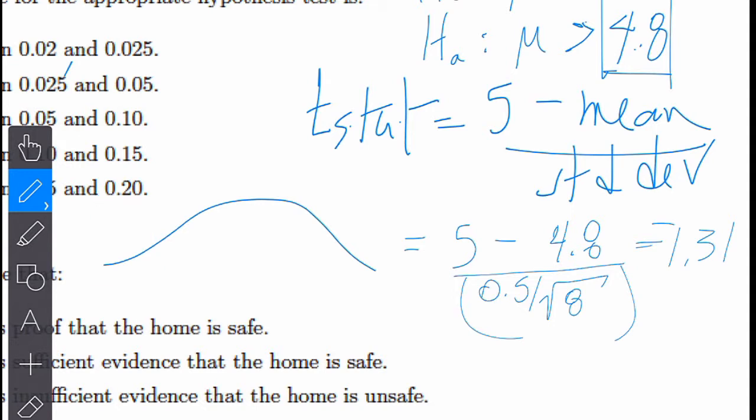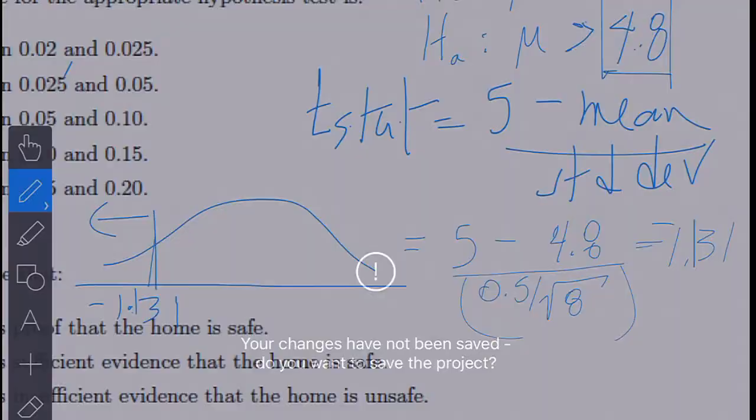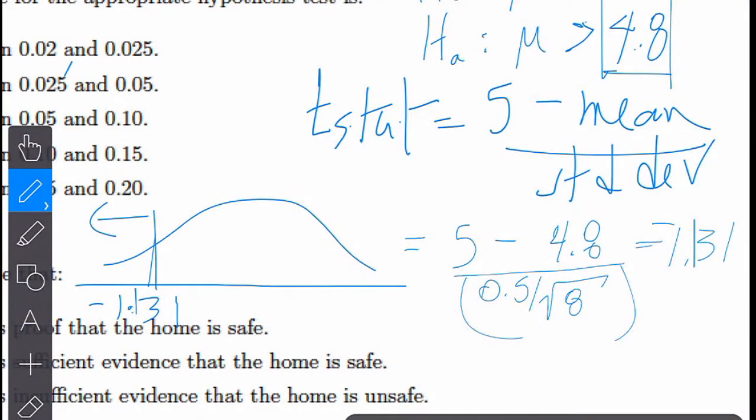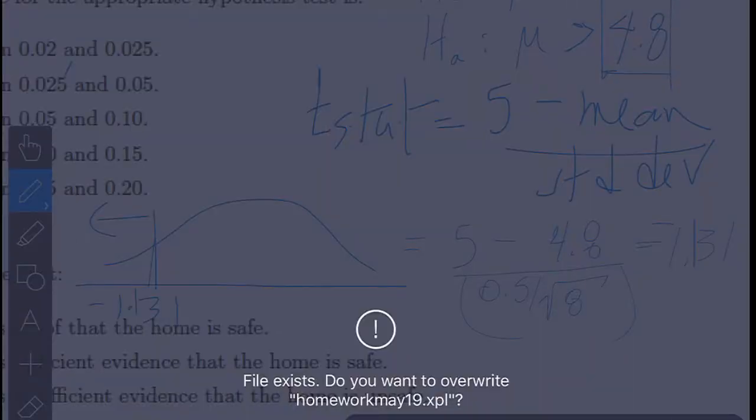Make it higher. Negative 1.31. And going this way, we look it up on the table. So let's go to the table. Thank you, Isadora. I blew it on that one.